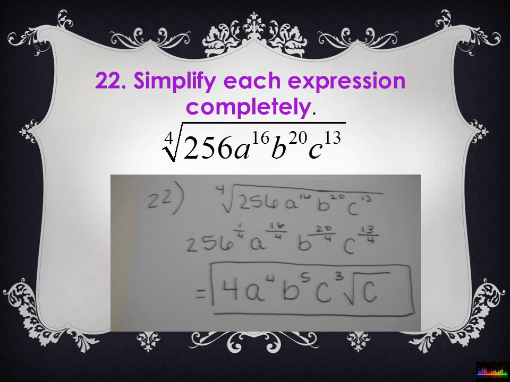And then for C, I have 4 goes into 13 3 times. But there is one remainder. 4 times 3 gives me 12, and there's a difference of 1 between 12 and 13. So 1 C has to stay inside. So it's 4, a to the 4th, b to the 5th, c cubed, fourth root of c.